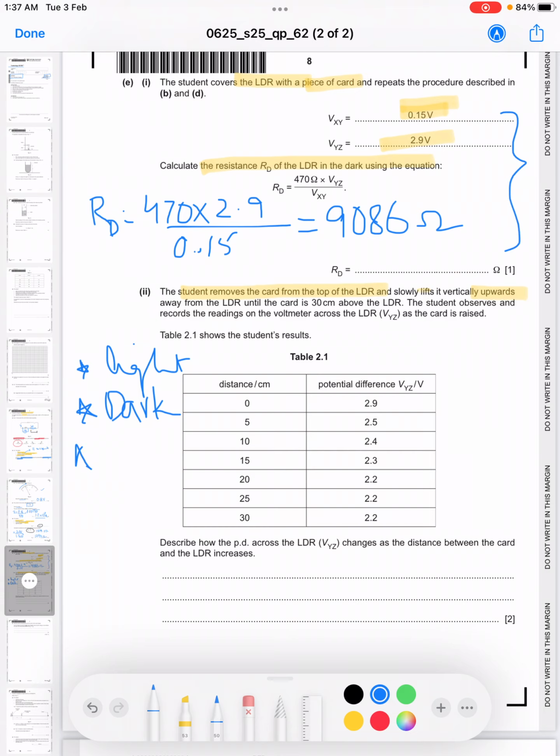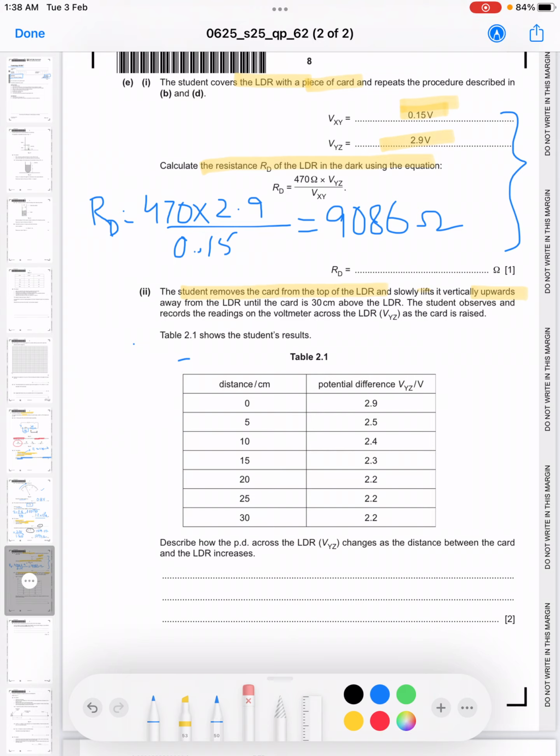In this case, student is basically removing the card. So it is a situation that first we have a darker area, and then with the time it will be moved to the lighter one. Okay, so this case is the second part. Okay, now let's read it.